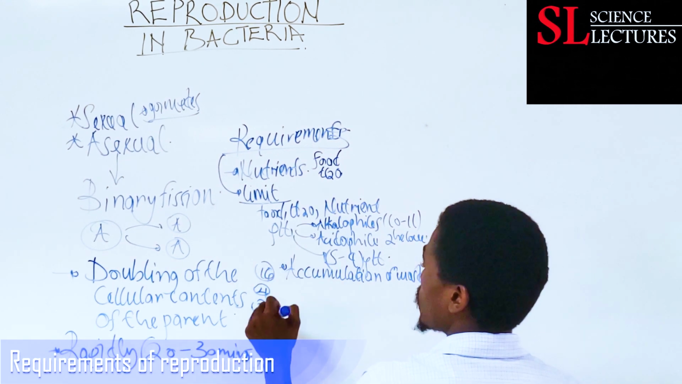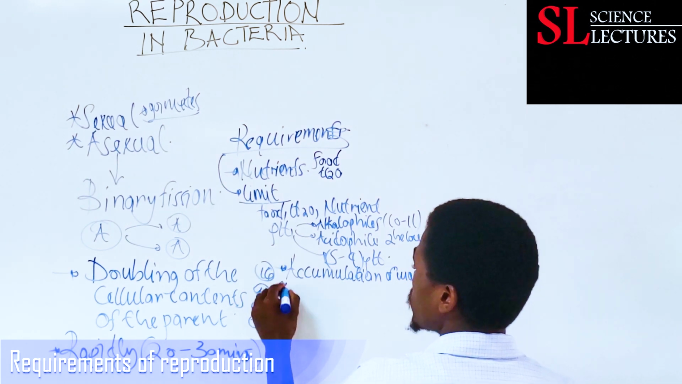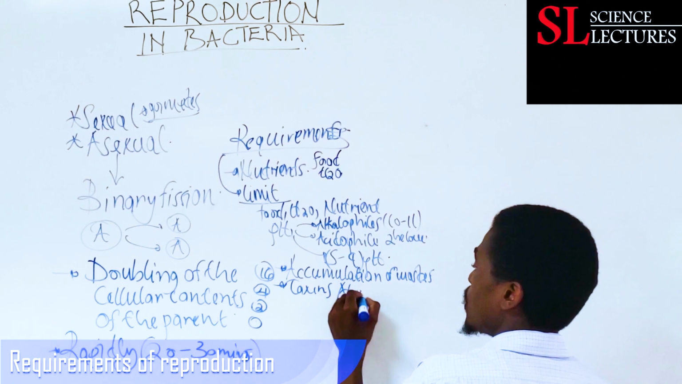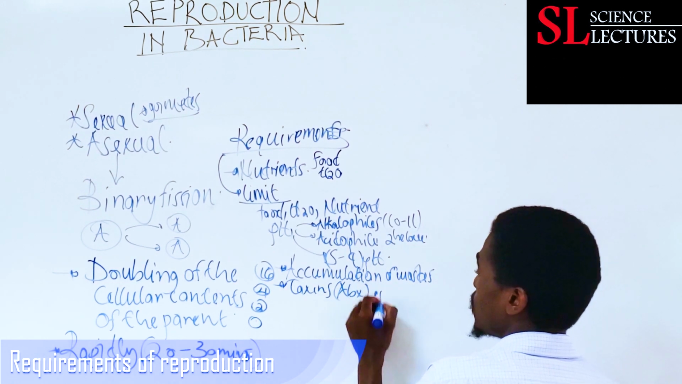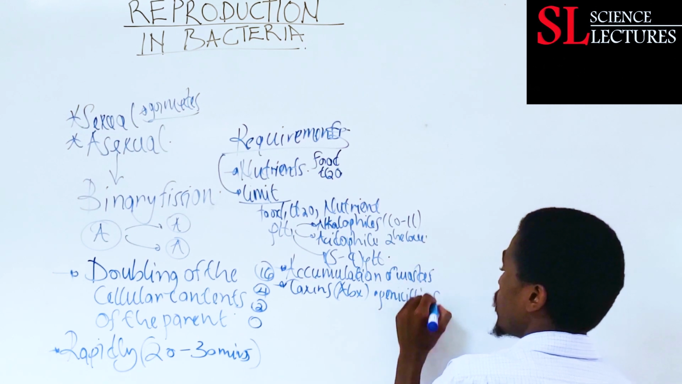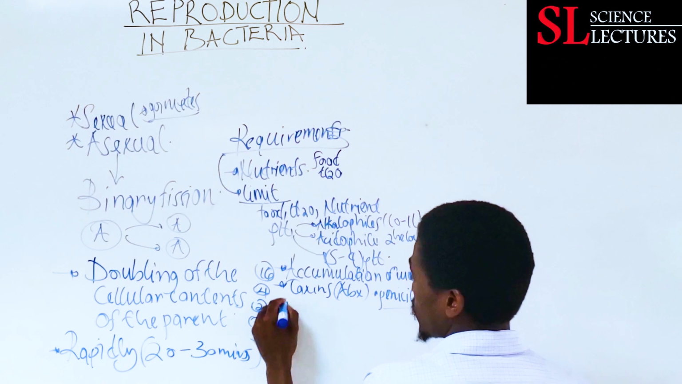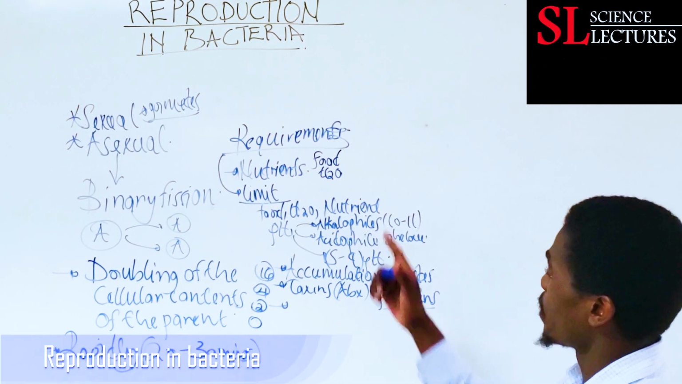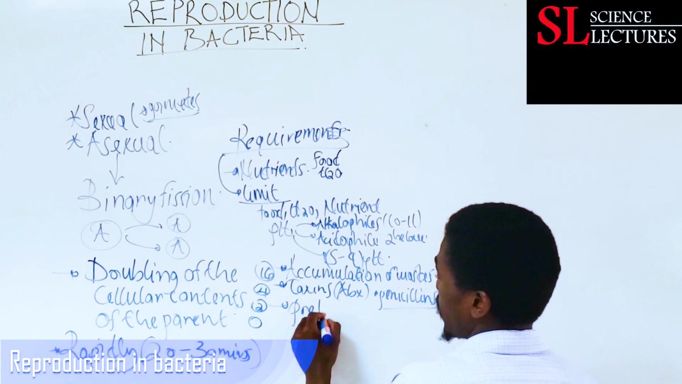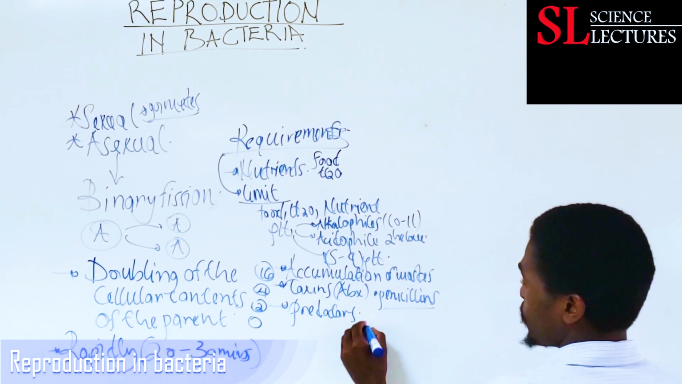Then what else can reduce the number of our bacteria? The presence of toxins. Such a toxin can be an antibiotic. Let's say we have penicillin acting on gram-positive bacteria, it will cause their death. So that is the presence of penicillins. Which other factor can limit the bacteria? Predators, the presence of predators, for example the protozoans.